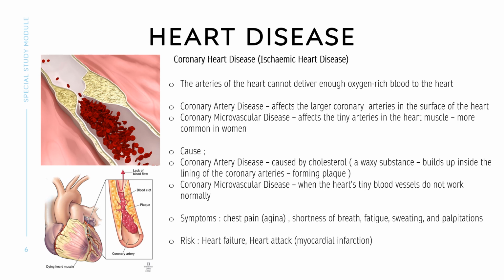Next, I'm going to explain heart disease. The most common cause of death is coronary heart disease, or in medical terms, it is called ischemic heart disease. It involves the arteries, where the heart cannot receive enough oxygen-rich blood. There are two types: coronary artery disease and coronary microvascular disease. Coronary artery disease affects the larger coronary arteries on the surface of the heart, while coronary microvascular disease affects the tiny arteries in the heart muscles.